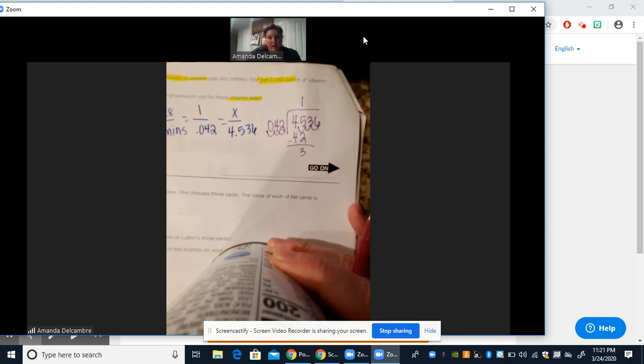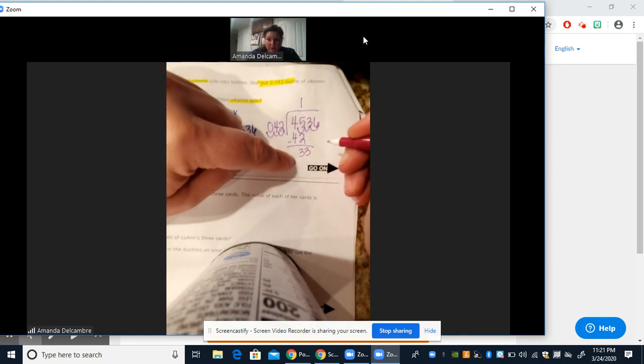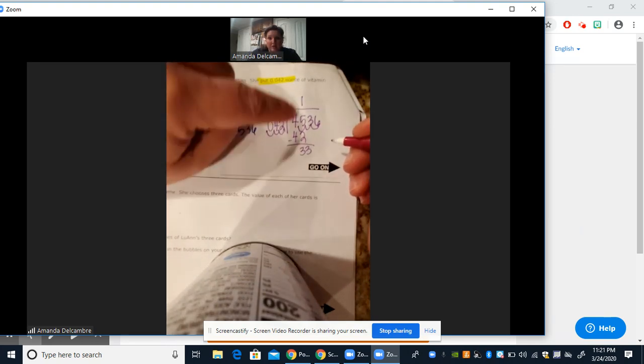Okay. I bring down this 3. Can 42 go into 33? I want you to continue on to figure out the answer here. So that's how we would set up and work number 1. We could set it up as a proportion.